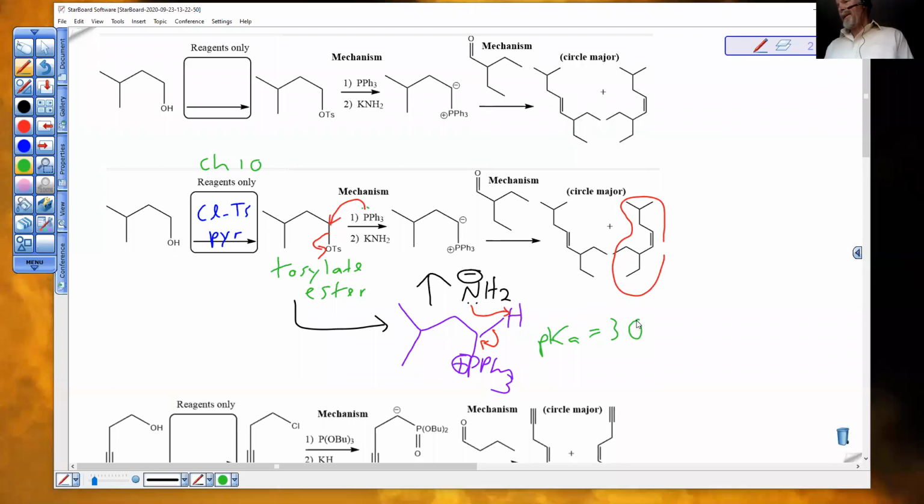And now we have our ylide. This is an ylide. How do you know it's an ylide? It has atoms adjacent to each other, so they're vicinal, and one's a cation and one's an anion. I need to see the lone pair on the anion.